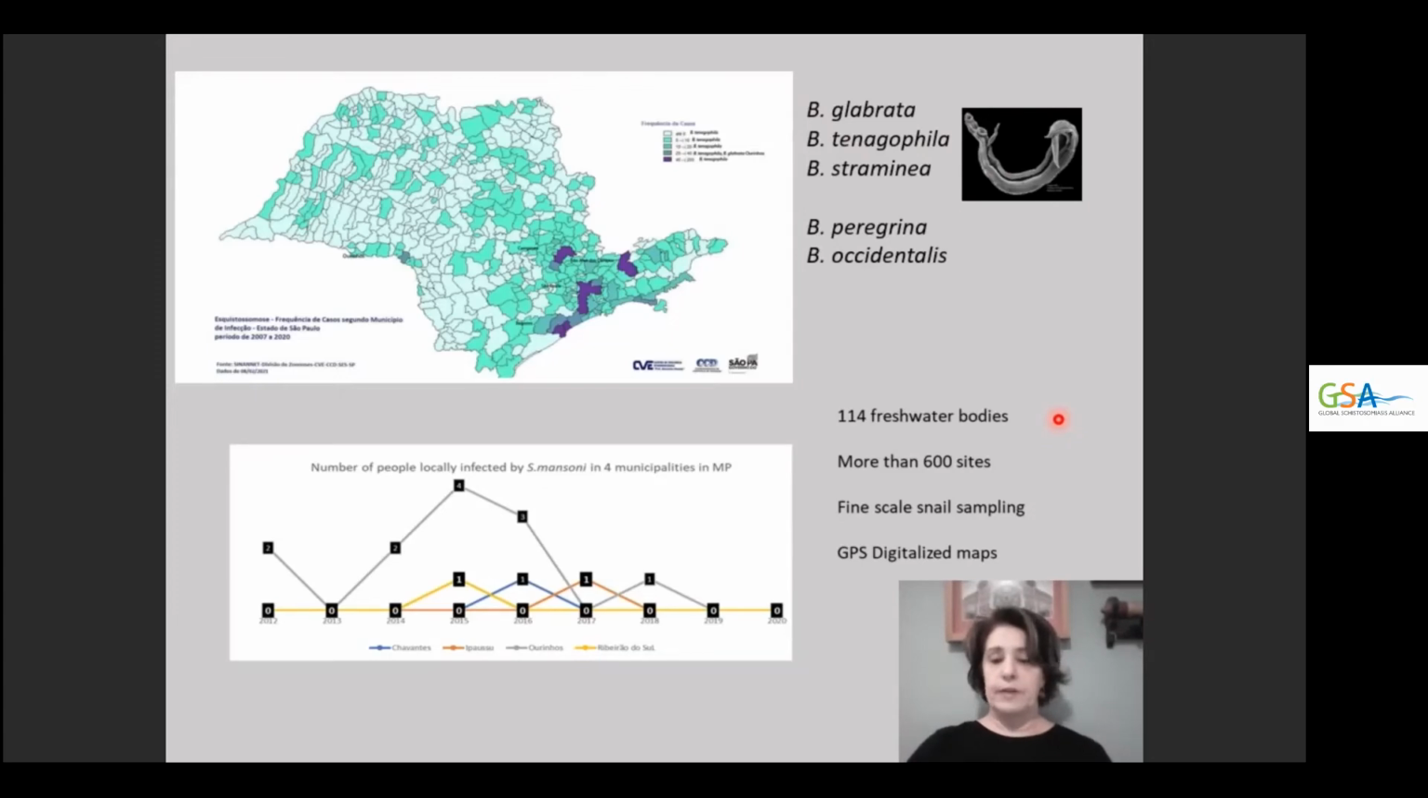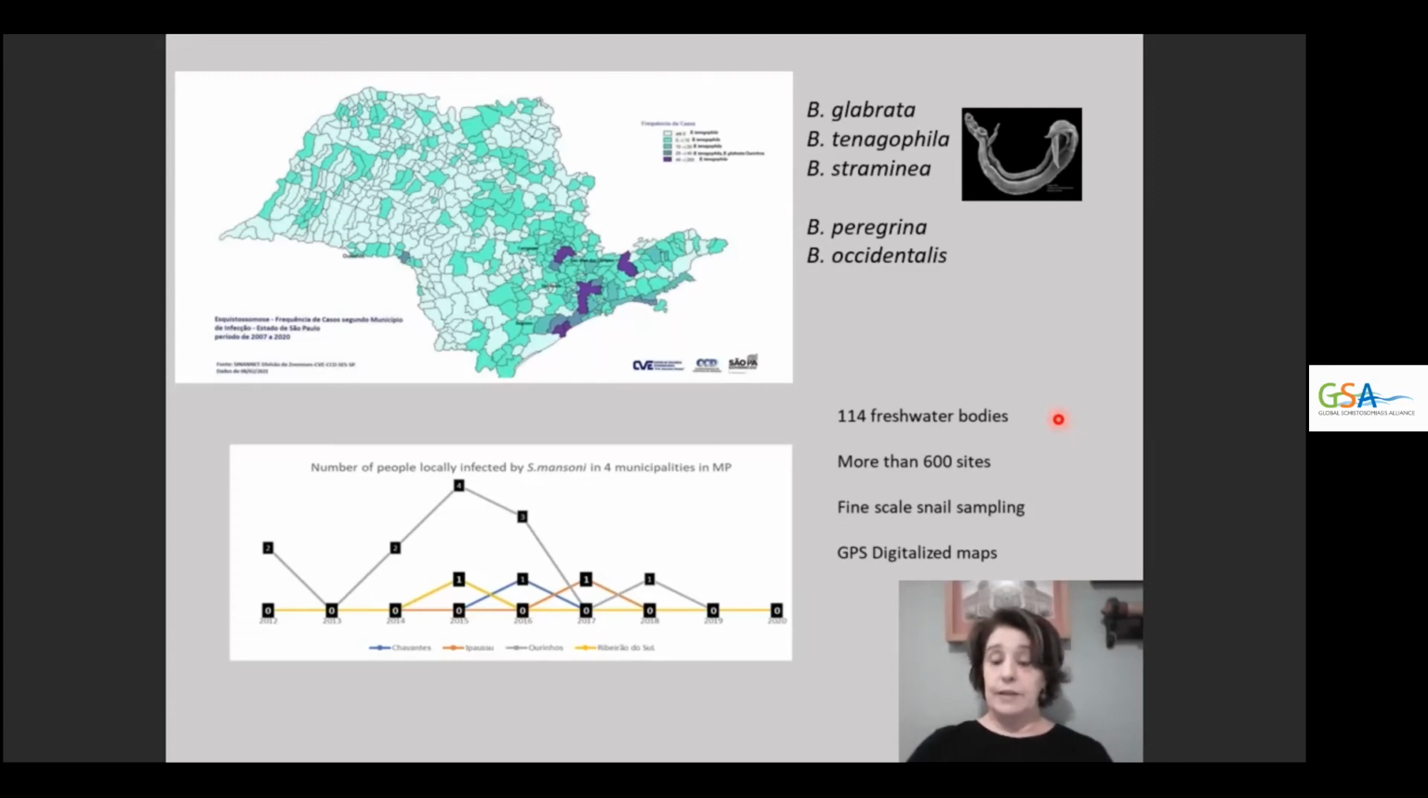To develop this work, we sampled snails in 114 freshwater bodies inside 4 municipalities: Ourinhos, Ipaúçu, Ribeirão do Sul, Chavantes, and Assis.